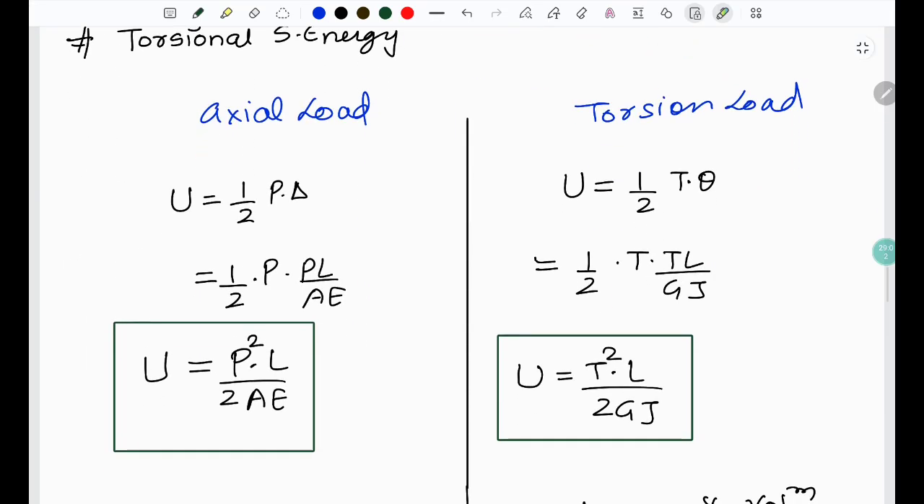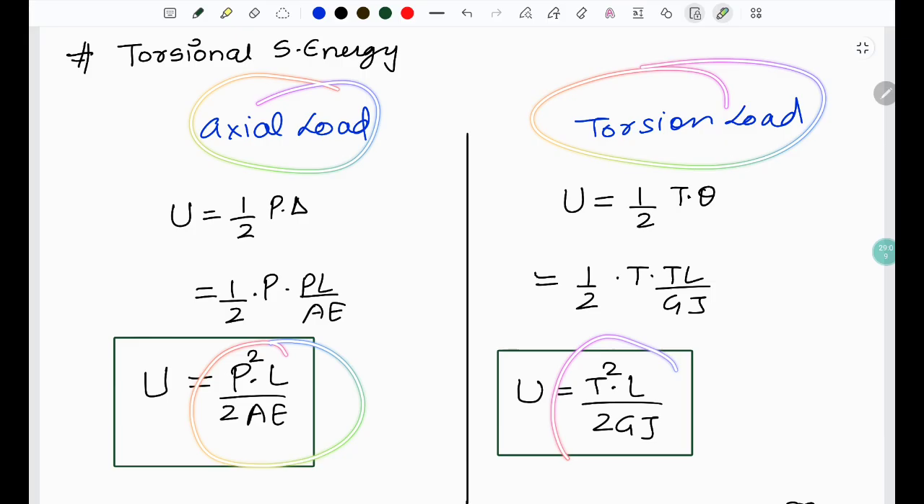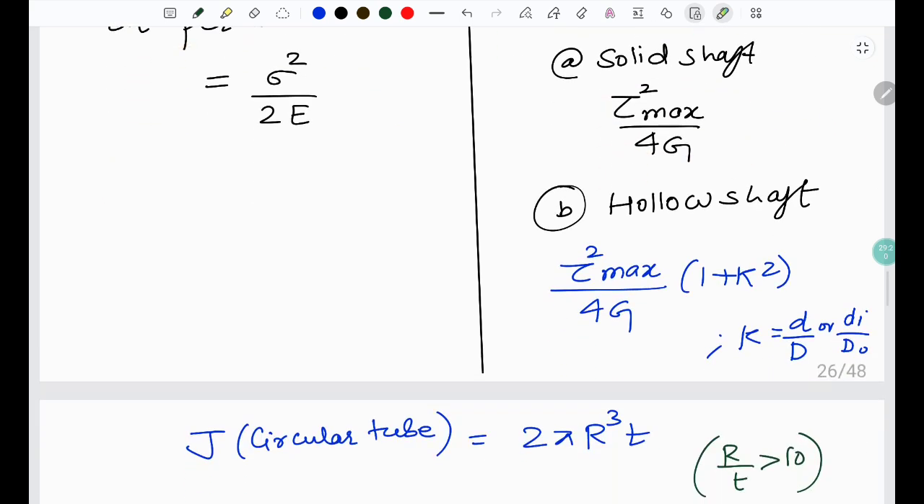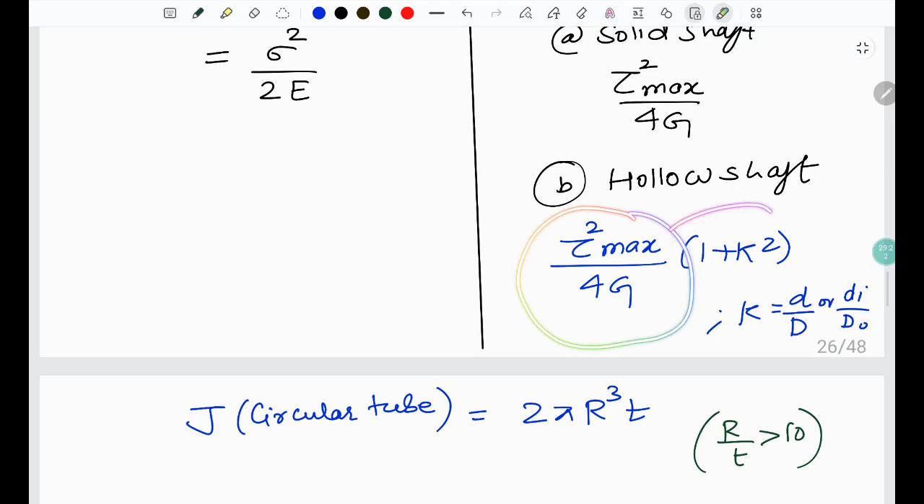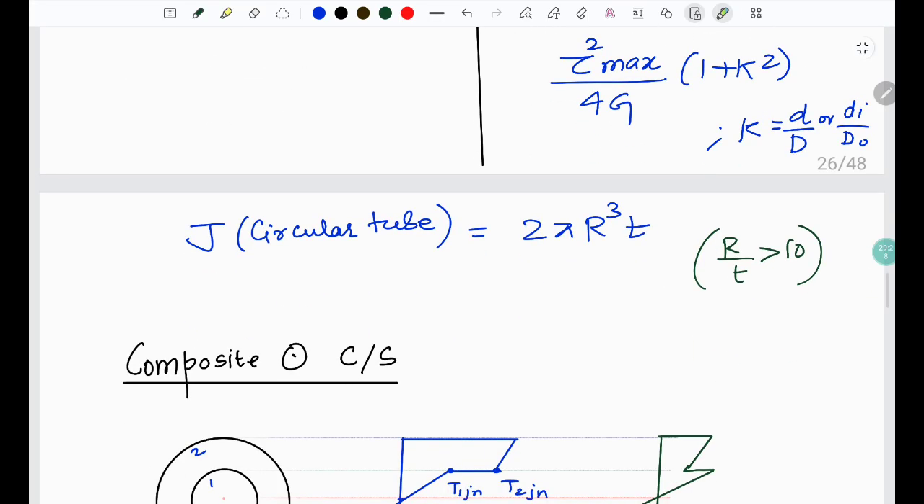Now we are comparing here the torsional strain energy with axial load and torsion load, where we have P square L by 2AE, here we have T square L by 2JG. Here we used to write sigma square by 2E as strain energy per unit volume. Here we have for solid shaft tau square max by 4G. For hollow shaft we have tau square max times 1 plus K square. So one can say that for hollow shaft the strain energy is more, and for a circular tube the polar moment of inertia is written as 2 pi r cube t.